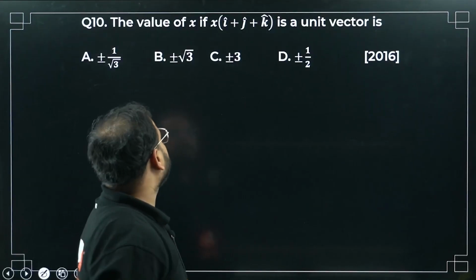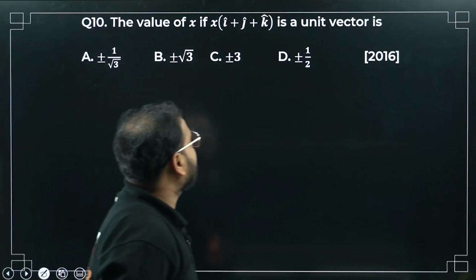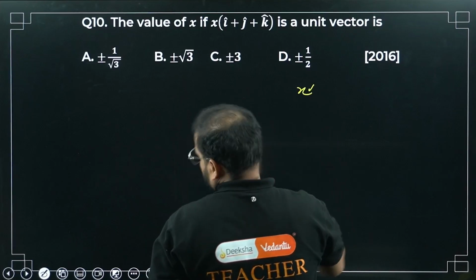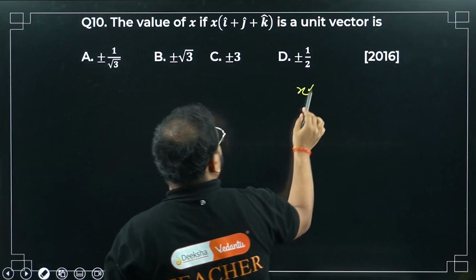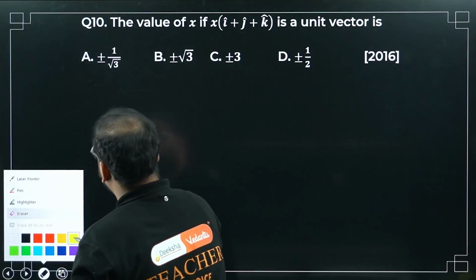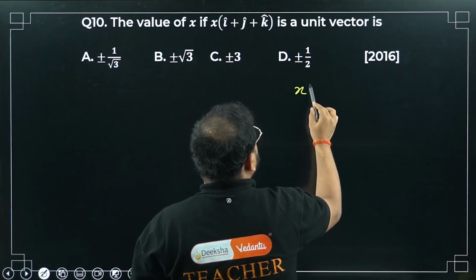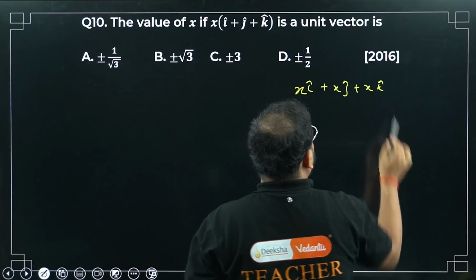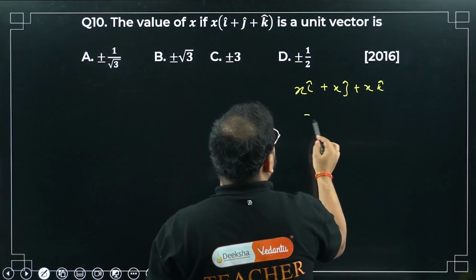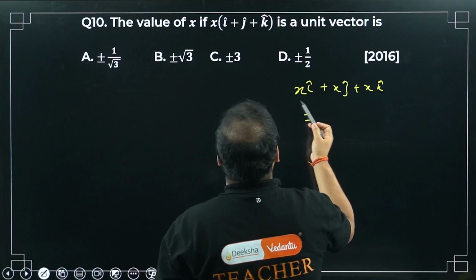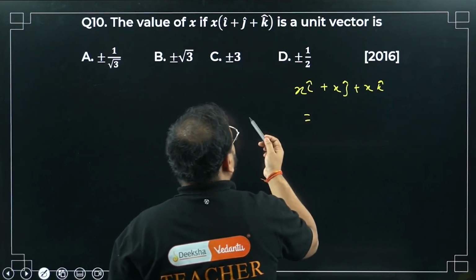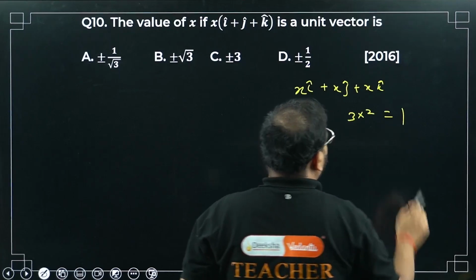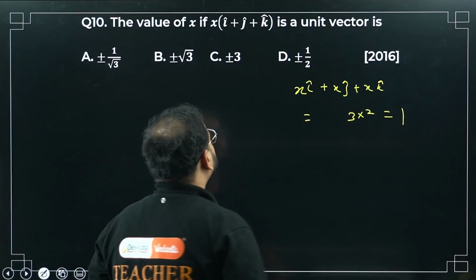Simple. Chaliye. The value of x in x i cap, x j cap and x k cap. So x i cap plus x j cap plus x k cap. How do you find a unit vector? Tell me here. You'll write it like this. It's going to be the value of x, right? So if you do it, you're going to get what? 3x square equals to what? 1, right? How come, sir?